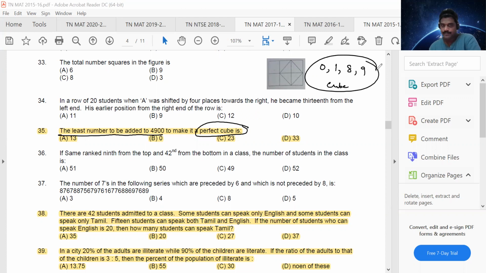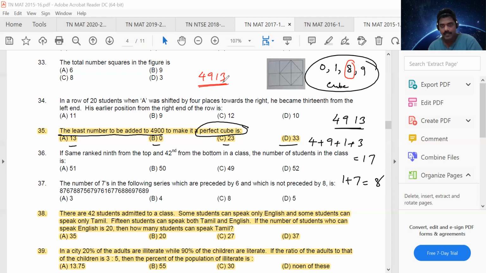So I will take each one of these values and add to the given number. For example, in the first case, I have 4913. If I add these digits, 4 plus 9 plus 1 plus 3, I am getting 17. And if I add again, I am getting 8. So 4913 may be a perfect cube, and I have to check now. If you check carefully, you will understand that it is nothing but 17 cube.